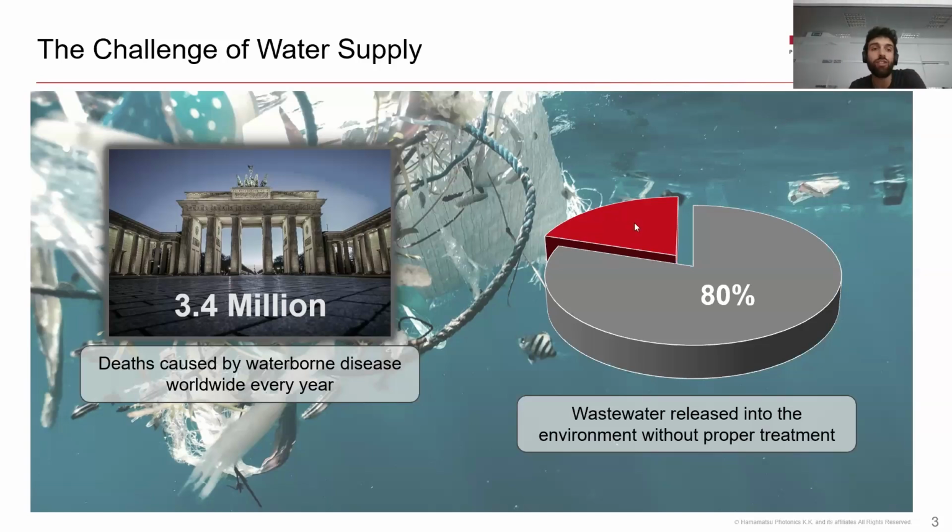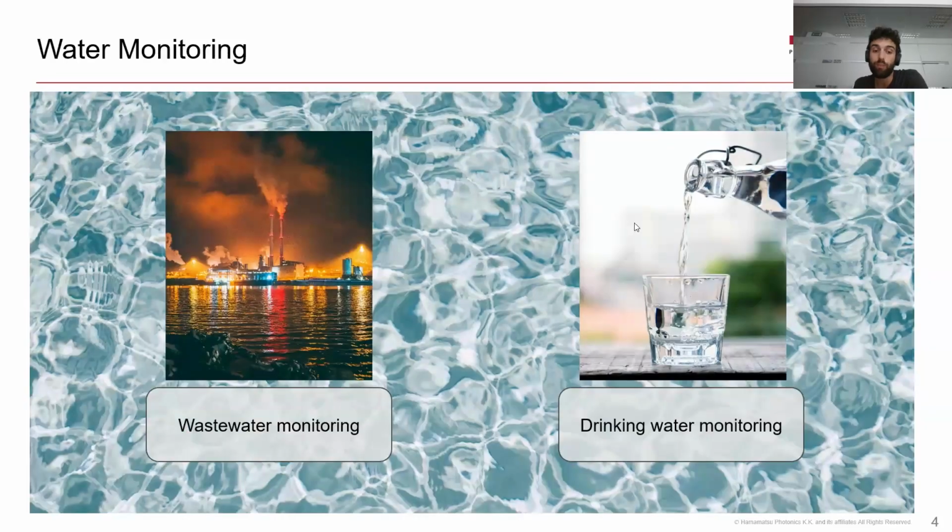So to face this challenge of water supply, there are mainly two reasons why we want to monitor water quality. One, as already mentioned, is wastewater monitoring, because polluting entities need to comply with regulations whenever putting back water into streams. And the other one is to ensure that we always have the safest drinking water coming out of our tap.